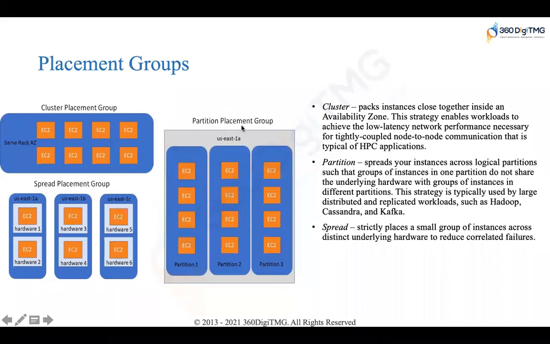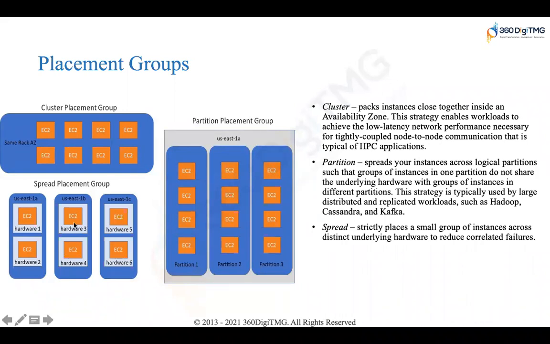It uses partitions. All your instances will be in the same availability zone. Suppose you are choosing 1A, 1A will be the availability zone. And here it will make partitions: partition 1, partition 2, partition 3, and distribute your EC2 instances in those partitions. The hardware used is different across partitions. If EC2 instances are in the same partition, that means the same underlying hardware.